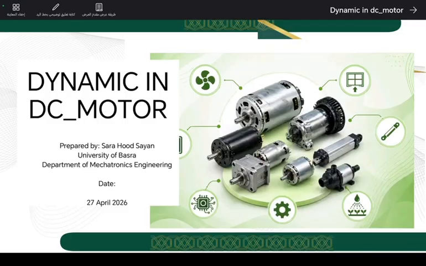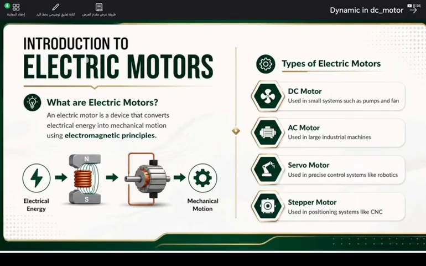Let's get started. So, what is an electric motor? Simply put, it's a device that takes electrical energy and turns it into mechanical motion. And there are main types you need to know. First, DC motors, perfect for small fans and pumps. Second, AC motors, used in huge industrial machines. Third, servo motors, for precise control like robotics. And finally, stepper motors, used in positioning systems like CNC.